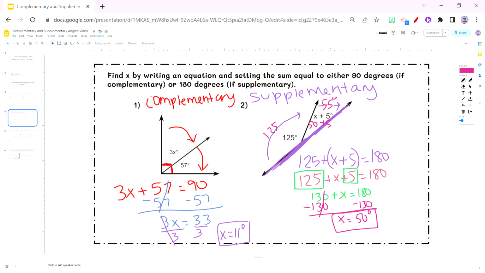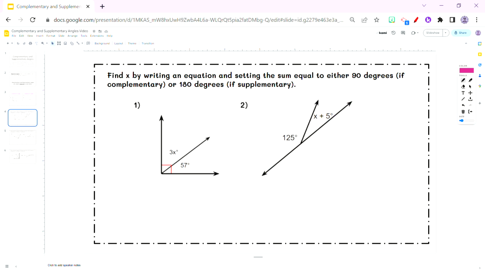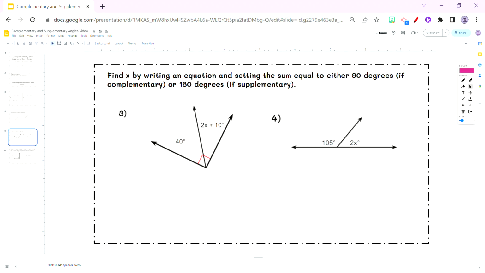All right. Let's go on to the next examples. Number 3 here has two angles with this little box, right? The little corner. That little box means that these angles, they are complementary, which means that the sum of these angles is 90 degrees.